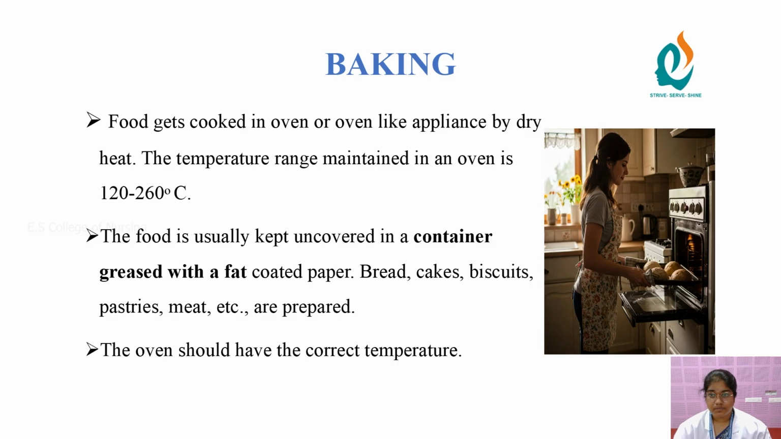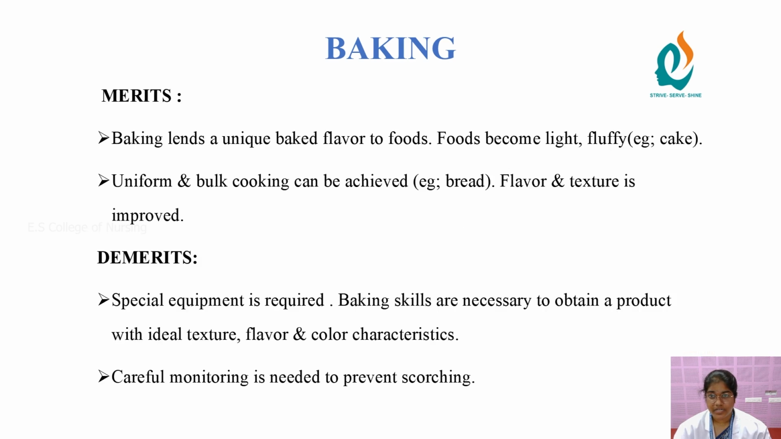And the next one is baking. Food gets cooked in an oven or oven-like appliance by dry heat. The temperature range maintained in an oven is 120 to 260 degrees Celsius. The food is usually kept uncovered in a container greased with fat, or coated paper like butter paper can be used. Items like bread, cakes, biscuits, pastry items and meat can be prepared in the oven. The oven should have the correct temperature or else the food gets burnt.